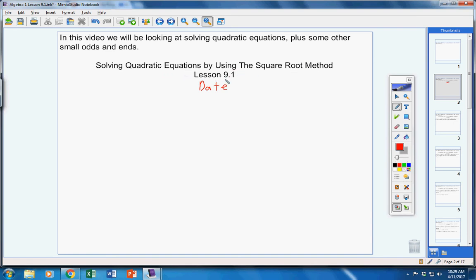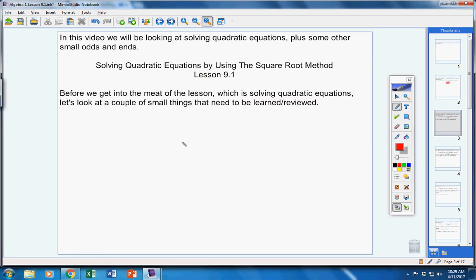Lesson 9.1. And be sure and copy today's date at any time through this video. Throughout this video, if I go too fast, please pause the video. Alright? And here we go. Before we get into the meat of the lesson, which is solving quadratic equations, let's look at a couple of small things that need to be learned or reviewed, okay? So, here we go. I would encourage you to take some really good notes on this.